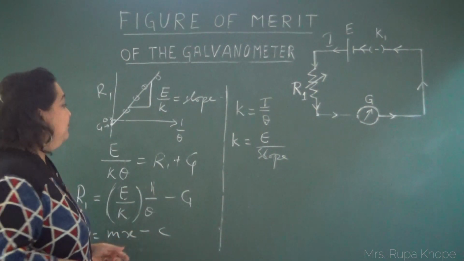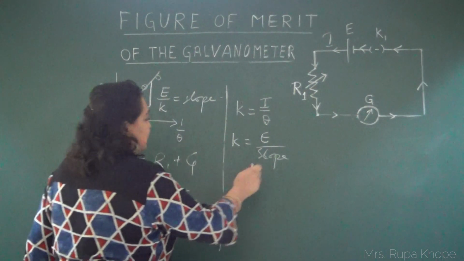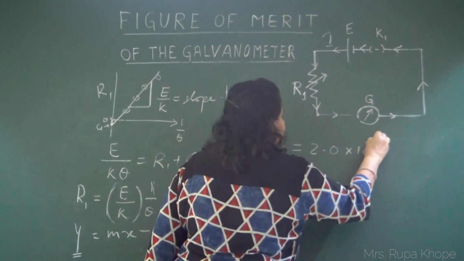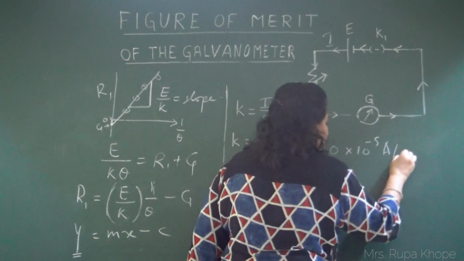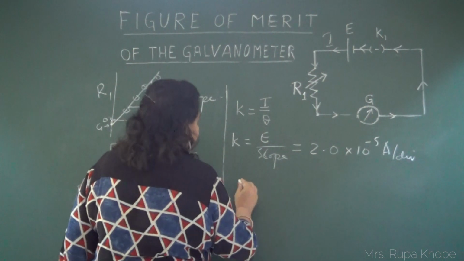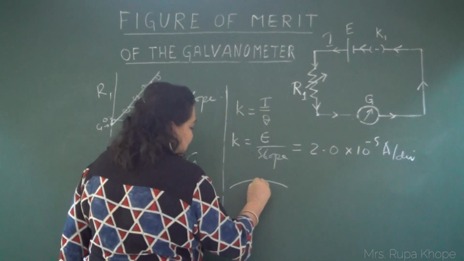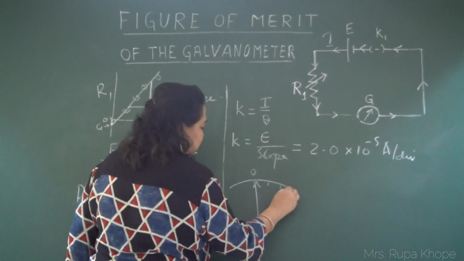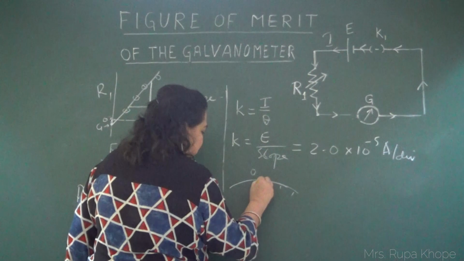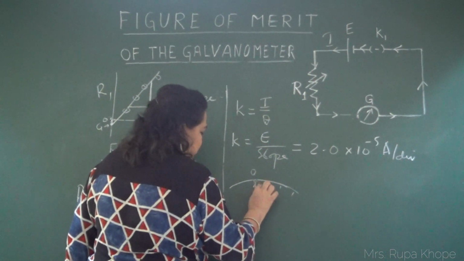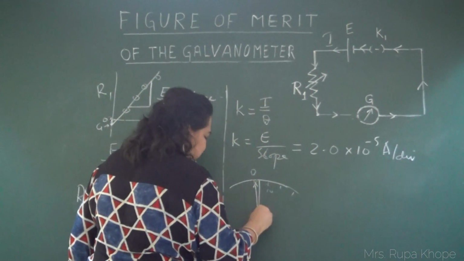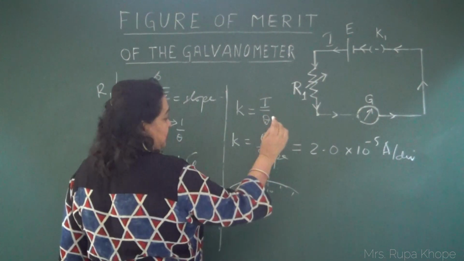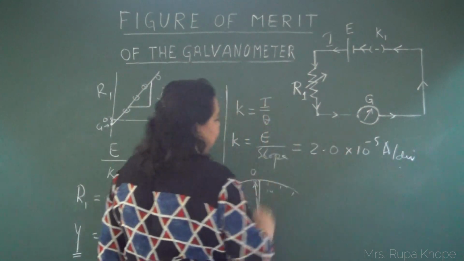I like this method. Now let's say we get the value of this at say 2.0 into 10 raised to minus 5 ampere per division. So what is actually figure of merit? This is my galvanometer, 0 deflection, 10, 20 and 30. Now this 10 is divided into 10 equal parts. So when this is on the first marking, first division, how much current per division? How much current per division is figure of merit?